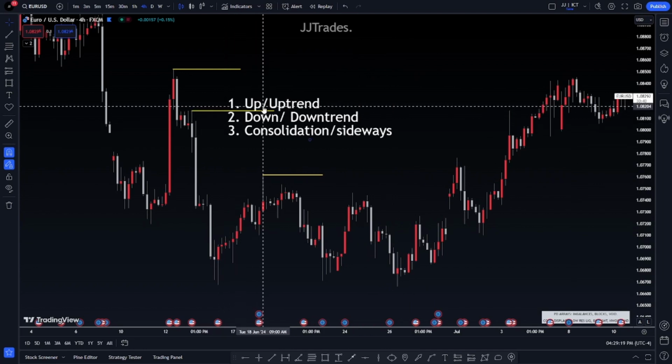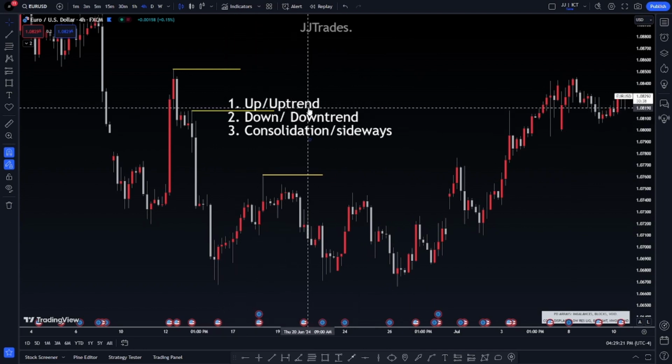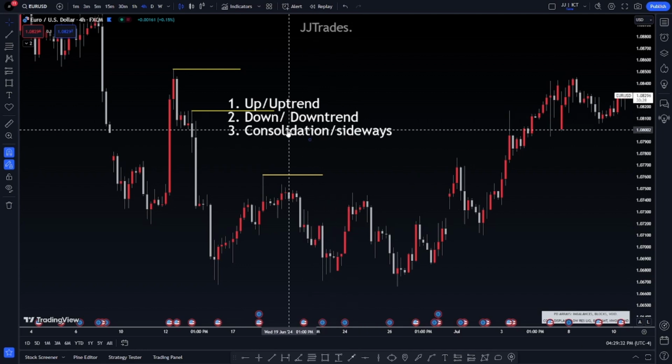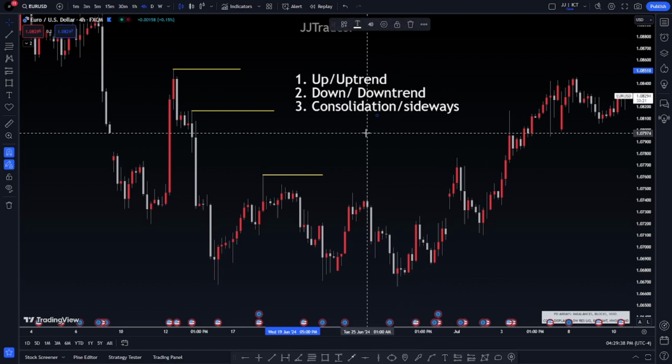Uptrend is a bullish structure. A downtrend is a bearish structure, because bullish is up and bearish is down, like I taught you in the first episode. And then sideways is just consolidation. It's like neutral, I guess you can say. You can call it neutral, consolidation, or sideways. So let's move this right here.